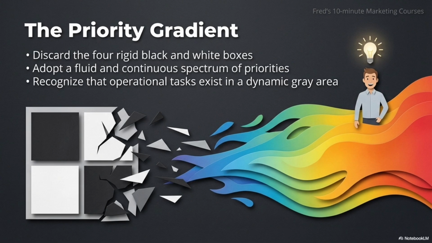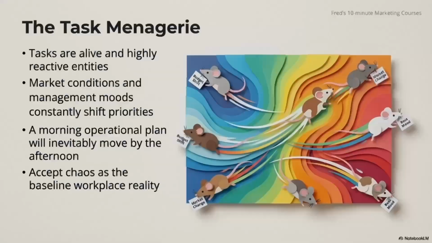That's a totally fair critique, and the author addresses that chaos directly. Fred James takes that gradient visual even further to explain how to manage it. The text describes the tasks themselves not as static little sticky notes pinned securely to a corkboard, but rather they run around like mice. Like mice. That is an incredibly vivid, slightly stressful description of a modern workplace. It's stressful, but it's remarkably accurate.